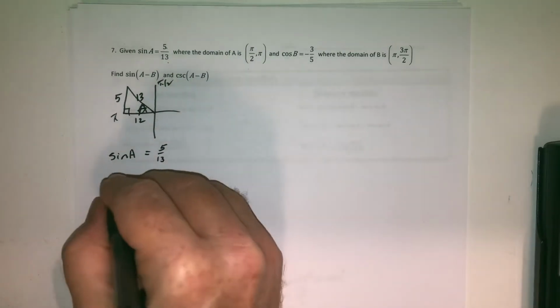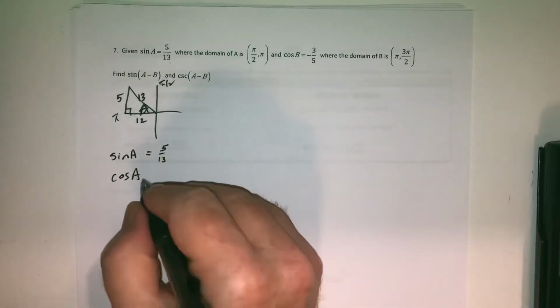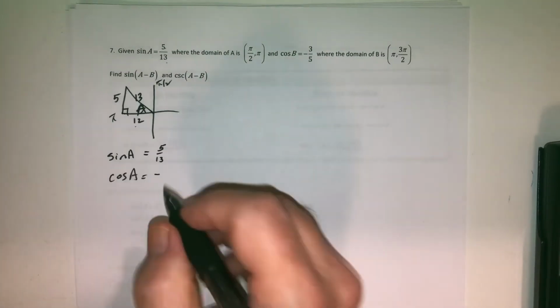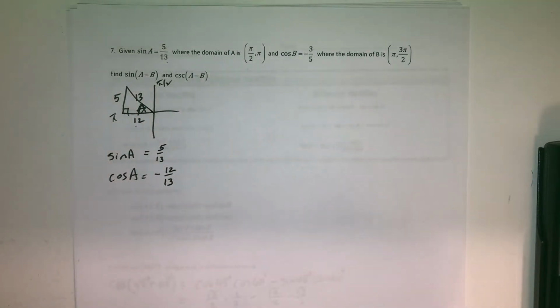Now I'm going to find the cosine. Well, I know that in the second quadrant, the x-coordinate's the cosine, and it's negative 12/13. Okay? All right, so there's the cosine of that angle.